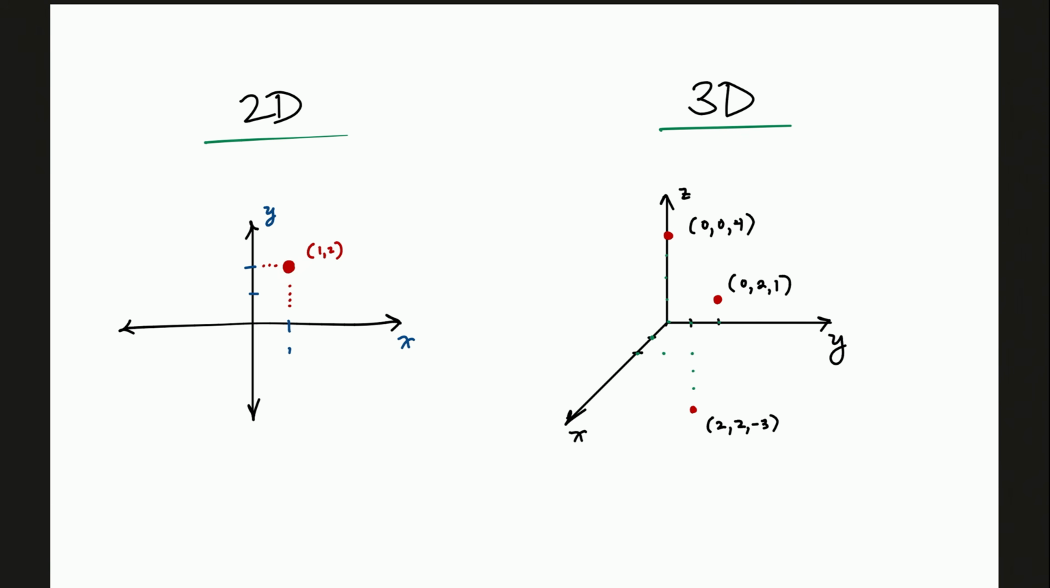Now in 3D, suppose you are asked to graph these 3 points. You may look at this one: (2, 2, -3). You can land here because from the origin, you can move 2 units along the x-axis and then you move 2 units parallel to the y-axis and then you move downward because your z is equal to negative 3. That's why you end up here. You can apply a similar concept for (0, 2, 1) and (0, 0, 4).